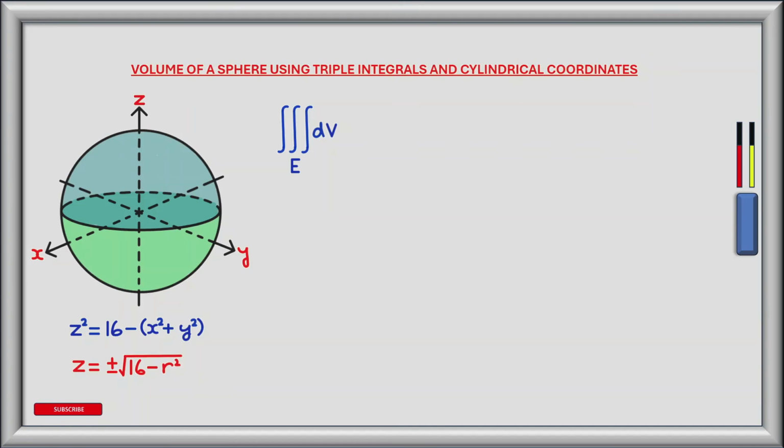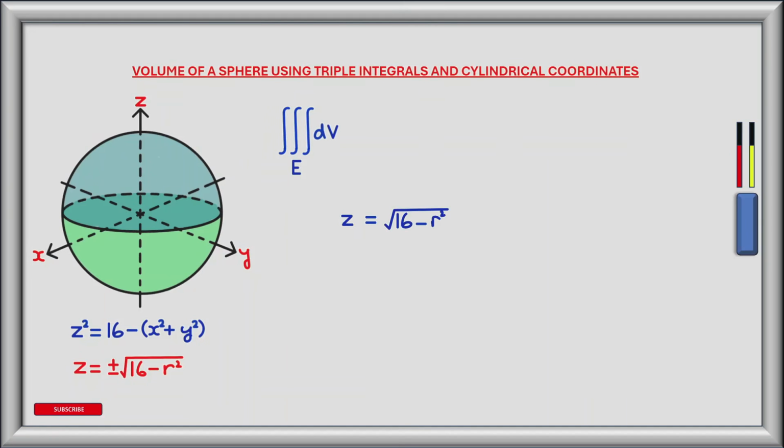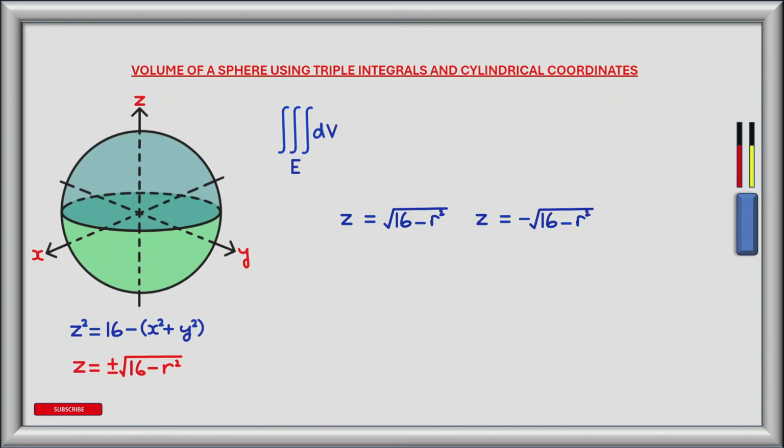The best way to think about this is that we're summing infinitesimally small pieces of volume along the z-axis between a function that defines the upper hemisphere and one that defines the lower hemisphere of our sphere. In this case, the function defining the upper hemisphere is z equals the square root of 16 minus r squared, and the function defining the lower hemisphere is z equals minus the square root of 16 minus r squared. The upper hemisphere is above the xy plane and the lower hemisphere is below the xy plane.